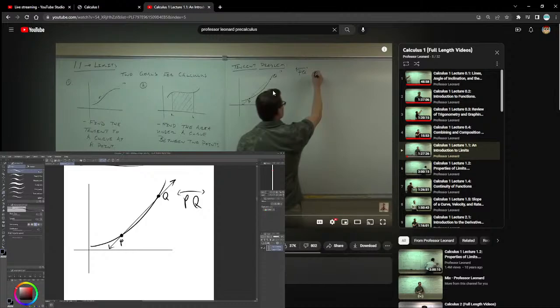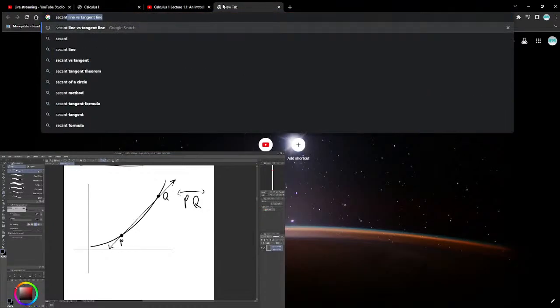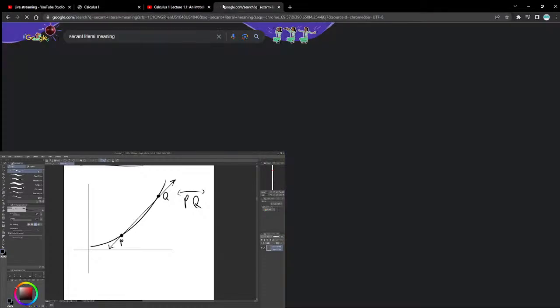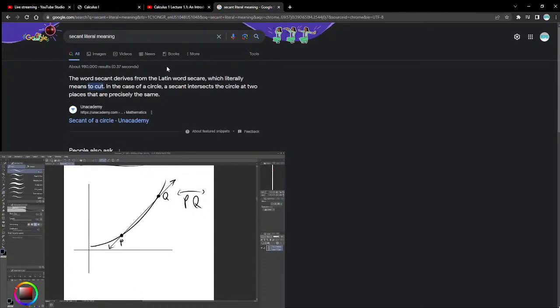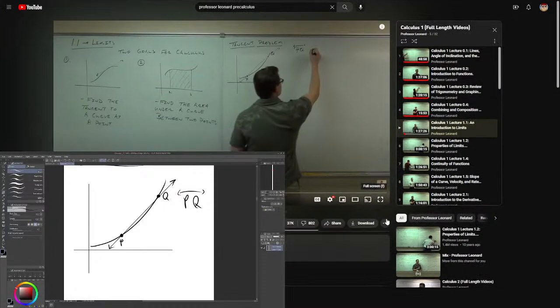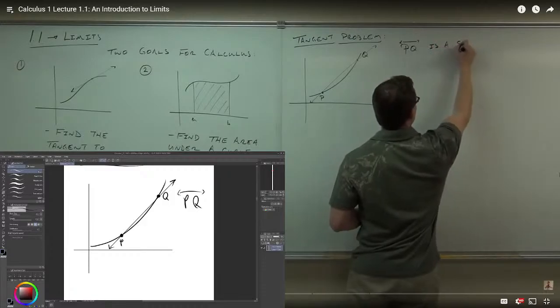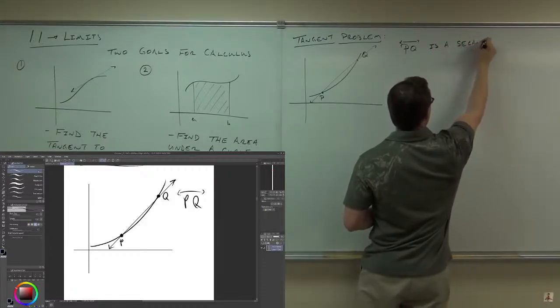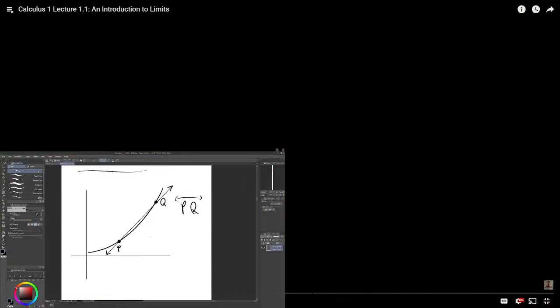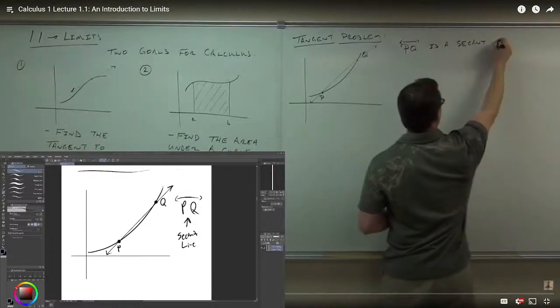And then a secant line is when it touches 2 points. Secant, literal meaning, to cut. Okay, cuts the circle in half. Okay, I'm back in. Locked in. Secant line.